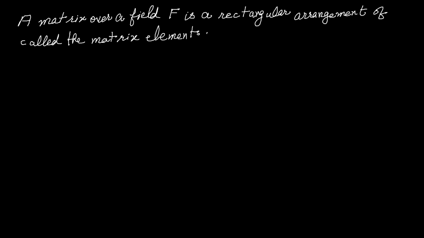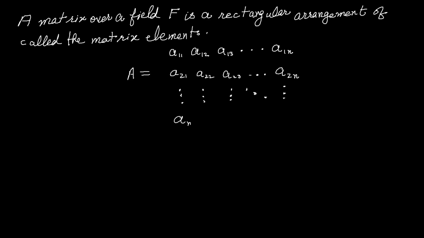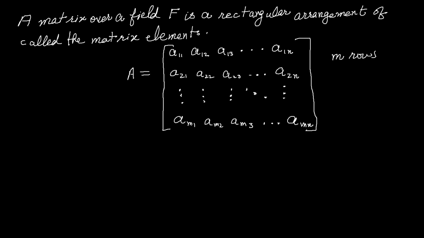We start with the definition of a matrix. A matrix over a field F is a rectangular arrangement of numbers called the elements or entries of the matrix. A general format of a matrix is A11, A12, A13 and up to Amn. The elements are arranged in rows and columns. The matrix A has m rows and n columns. The number of rows and the number of columns of a matrix is called its order, and we write the order of a matrix as order A equal m cross n.